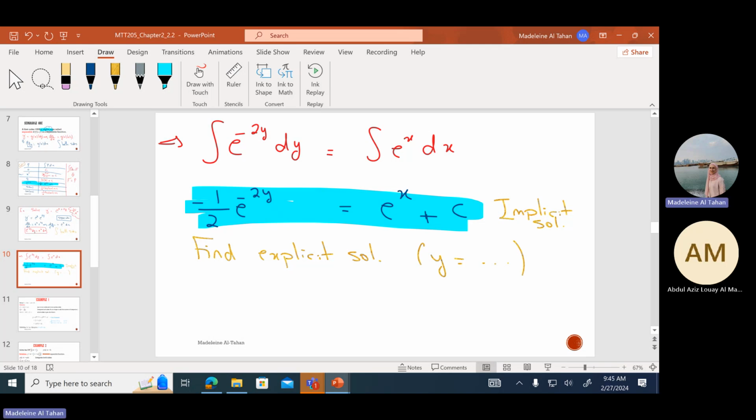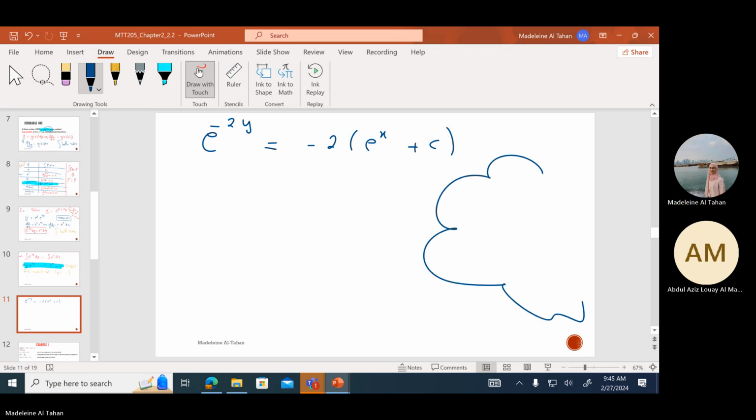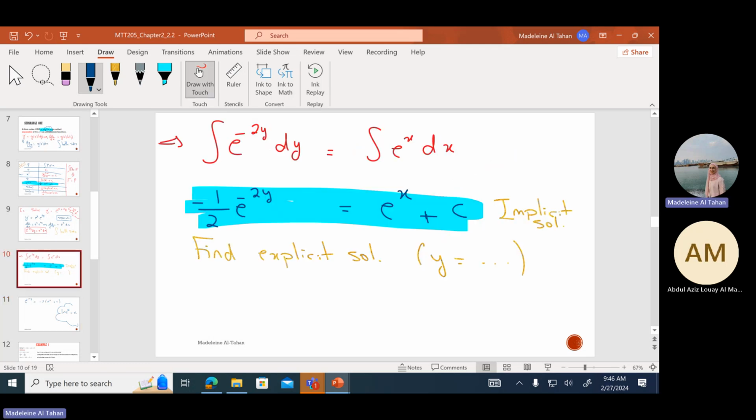Okay. So we need to find the explicit solution. What should we do? e^(-2y) is equal to -2 times (e^x + B), right? We multiplied by negative 2. The first step, are you okay with it? Yes. Then what do we need? y. How do we get rid of the e? Limit e to the power alpha is what? One over. Not one. Yeah, it was negative half. So negative half, how do you get rid of the negative half? You multiply the whole equation by negative two.